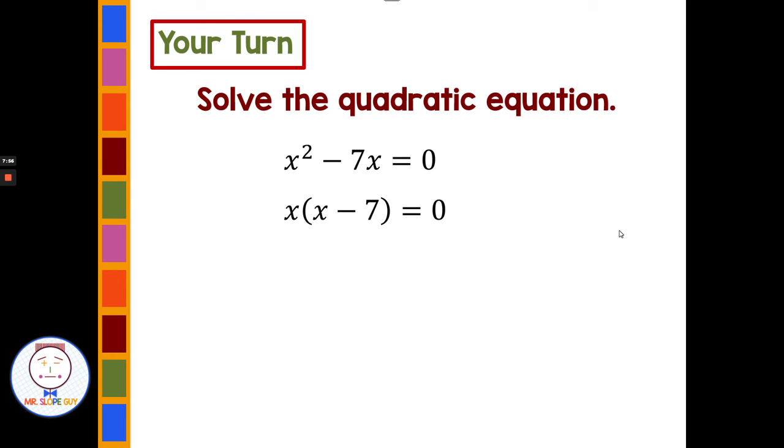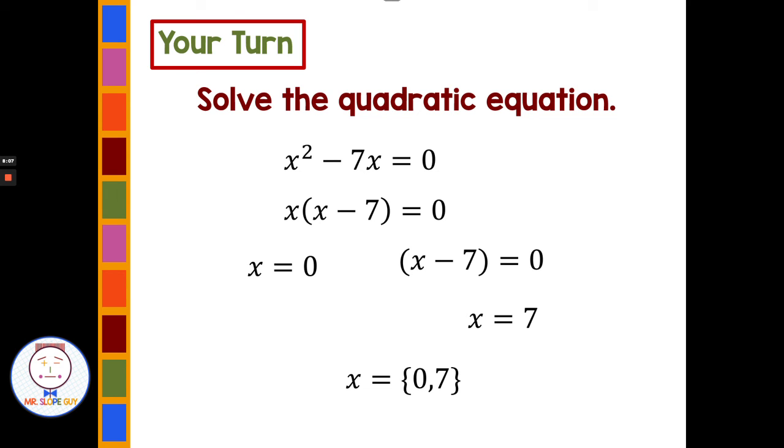Now to solve, I'm going to take each part that has a variable, set it up equal to 0, so I'm going to do x equals 0, x minus 7 equals 0, so add 7 to each side, x is 7, so my solutions are 0 and 7. Hopefully you guys got that.